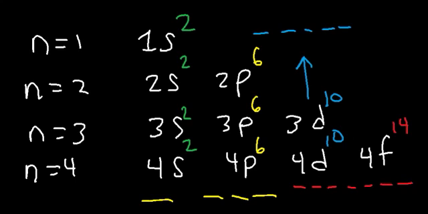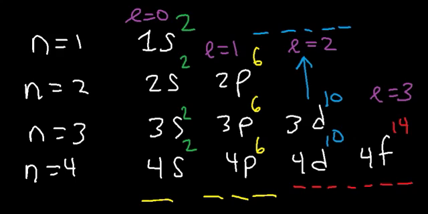So those are some things you want to keep in mind. By the way, whenever you have the s sublevel, L is equal to 0. For the p sublevel, L is equal to 1. For d, L is equal to 2. And for f, L is equal to 3.